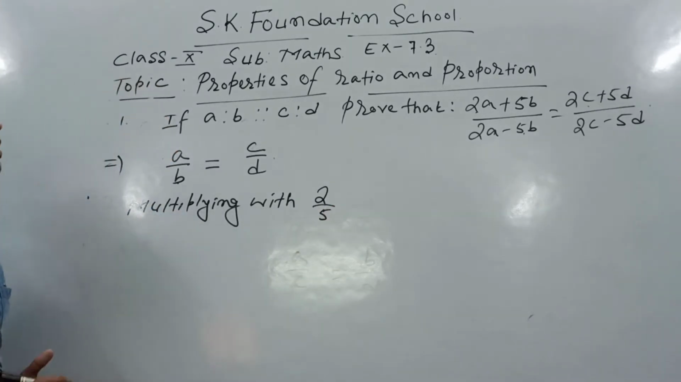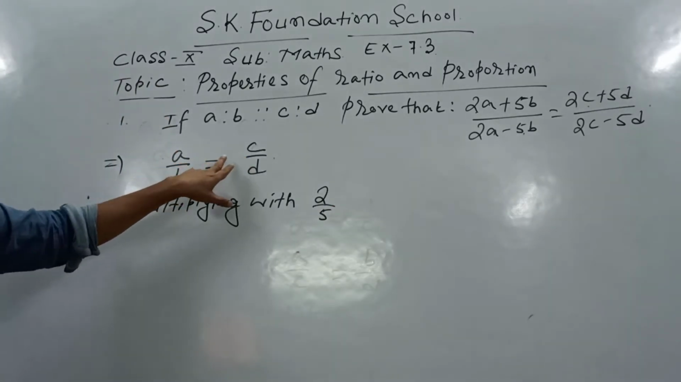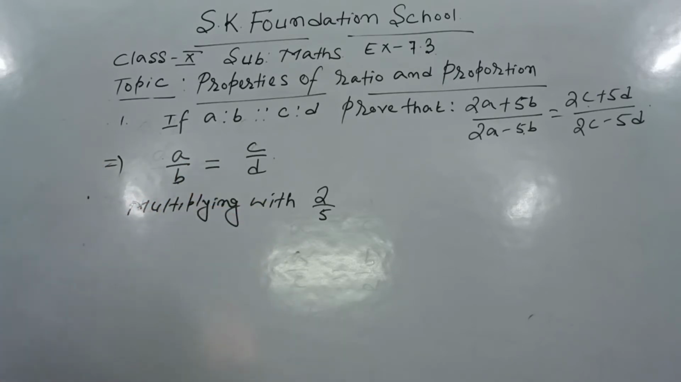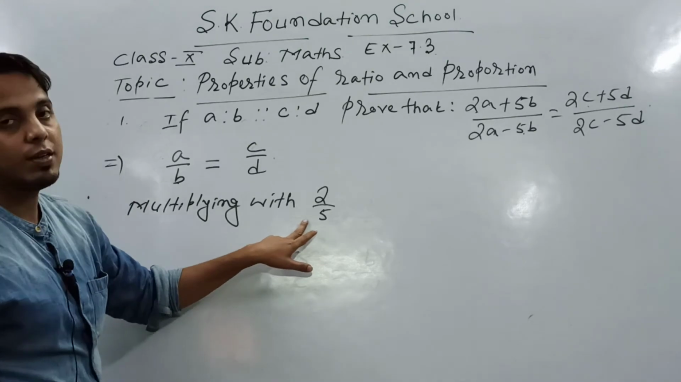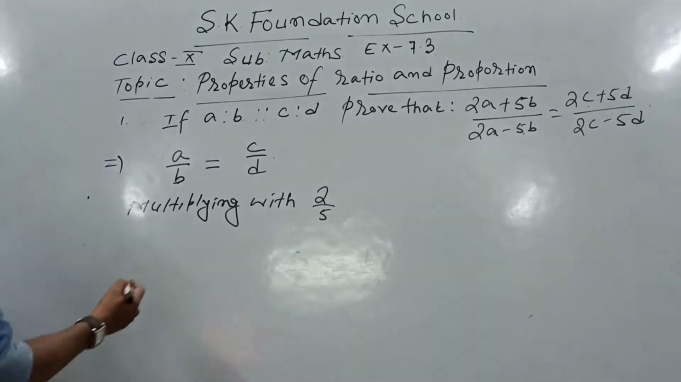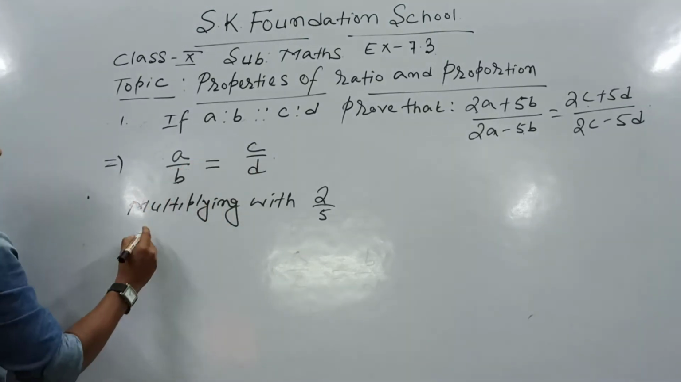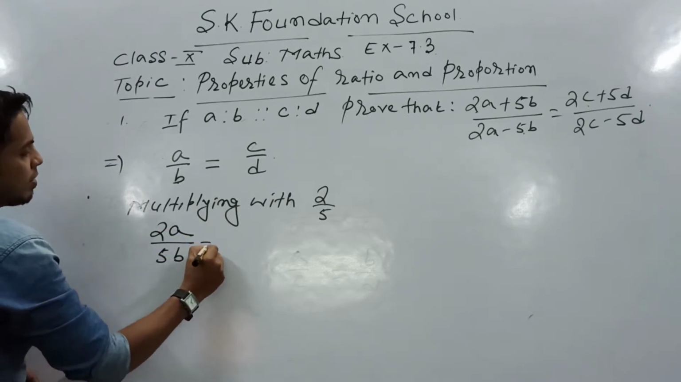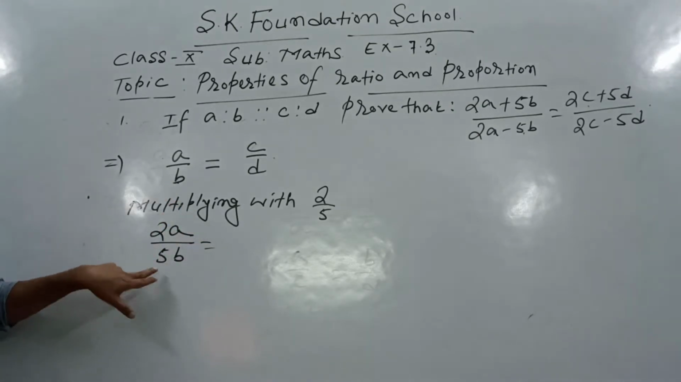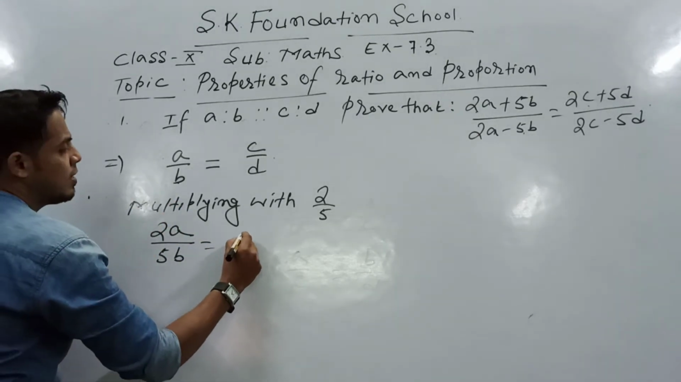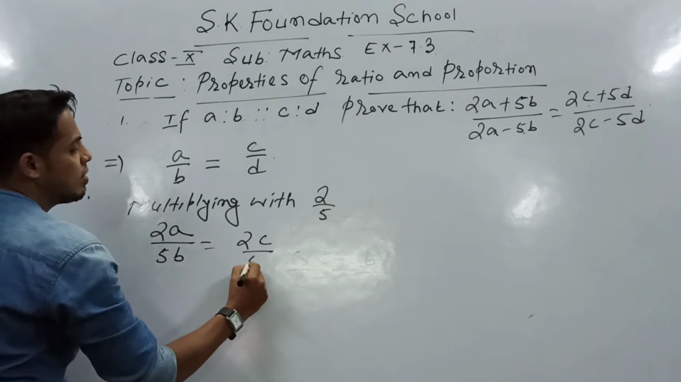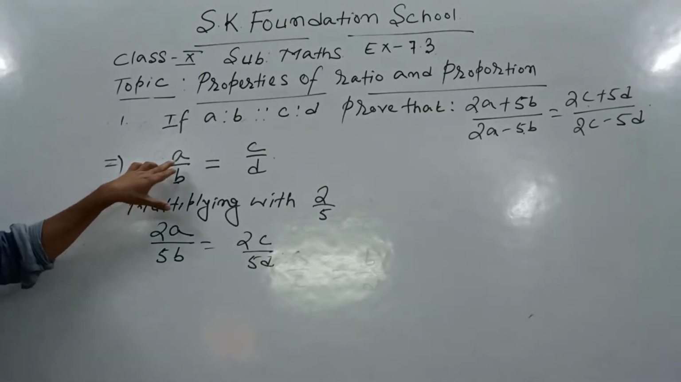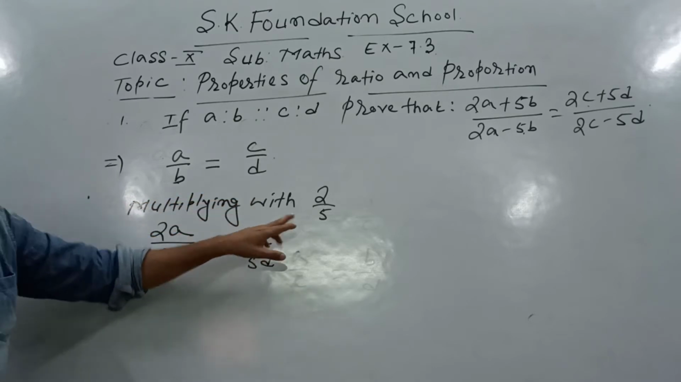Okay, why 2 by 5? Because both the numerators contain 2, 2, and both the denominators contain 5, 5. That's why we are going to multiply by 2 by 5. If I multiply by 2 by 5, then this one changes into 2A by 5B form, and this side changes into 2C by 5D form, right? In left hand side as well as right hand side, we multiply by 2 by 5.